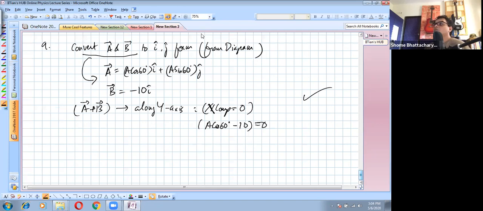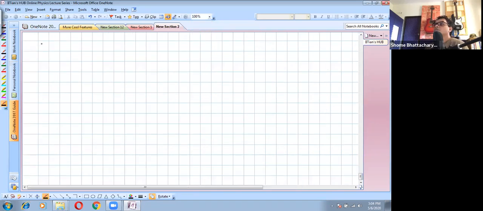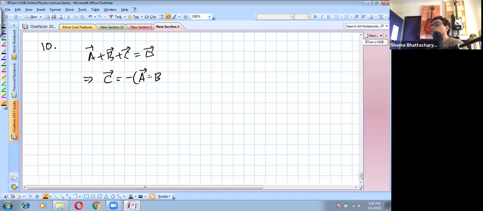Alright, now let's come to the 10th question, which is a repeat of that earlier question we had. Here the sum of three displacements is 0. So A plus B plus C, the sum of the three displacements, is 0. What that means about the magnitudes of A, B and C is that C is minus of A plus B. That means C's magnitude is equal to the magnitude of A plus B.